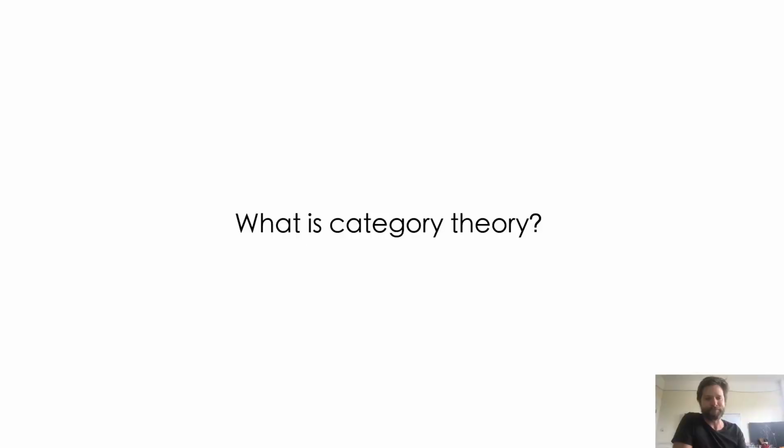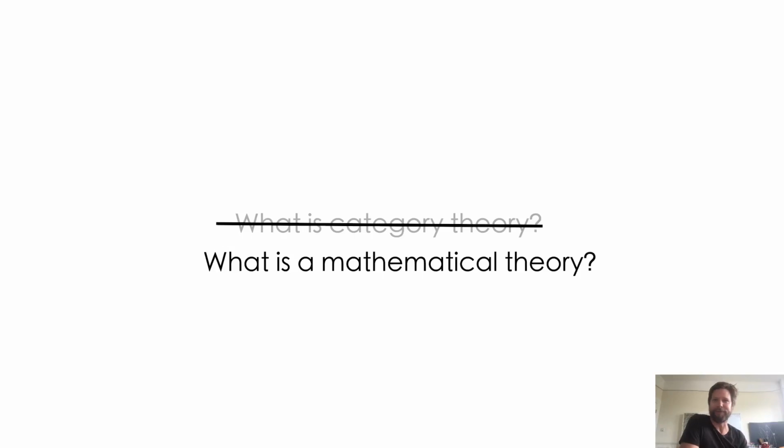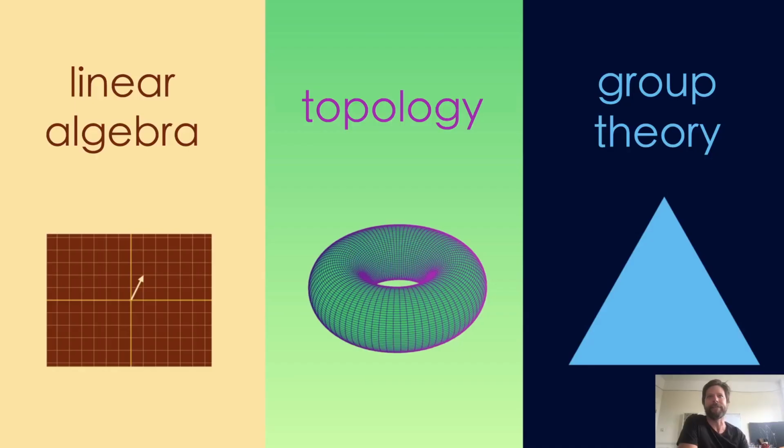So let's begin with this question. What is category theory? So one thing is category theory is a mathematical theory. So we can ask maybe a more general question first, which is, what is a mathematical theory? What makes something math? So these are three different subjects in mathematics. There's linear algebra, topology, group theory. And these are all about different things, but they all are similarly structured as mathematical theories. So in the end, what we'll see is that category theory, in one sense, is just another mathematical theory. But what I hope will be clear by the end of this is that it also has some distinction among mathematical theories.